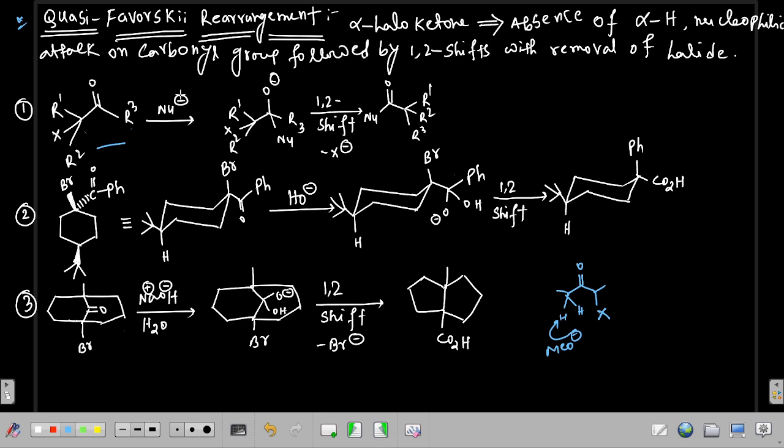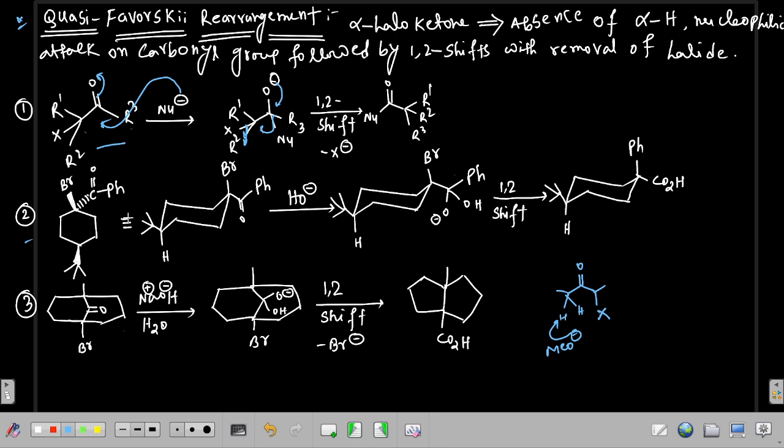We have a nucleophile. This nucleophile will attack the carbonyl species, and it leads to the formation of this tetrahedral intermediate. Later this O- will come back, and this alkyl group will shift from this carbon to this carbon, and there will be removal of this halide group. So it leads to the formation of this carbonyl species.